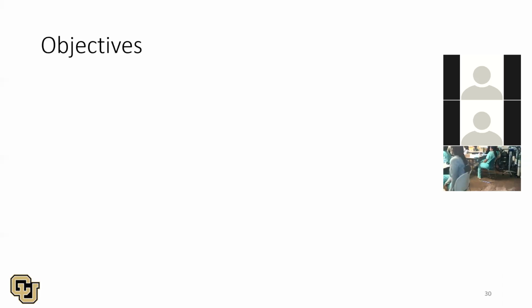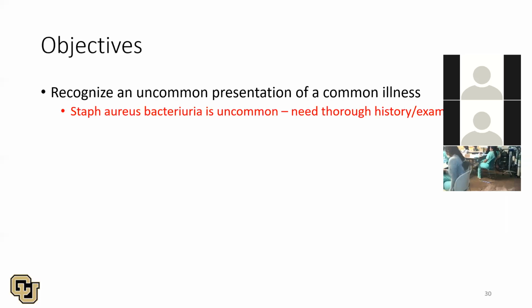Okay, so with that, I just wanted to bring it back to our objectives and see everything that we covered today. We recognized that Staph aureus bacteriuria is uncommon and that you need to do a thorough history and exam for these patients. Remember, like Sam said earlier, this bacteria usually happens from hematogenous seeding. So make sure you're doing joint exams to ensure that this patient doesn't have septic arthritis, osteomyelitis, and of course, endocarditis like this patient.